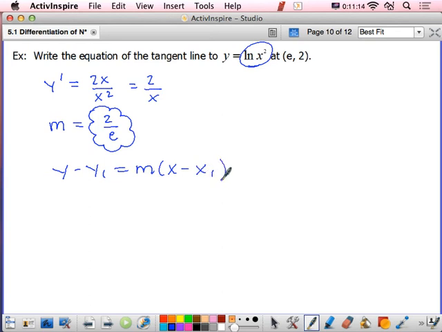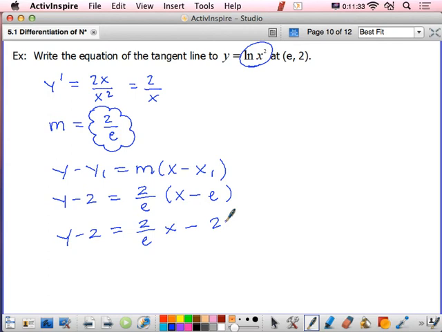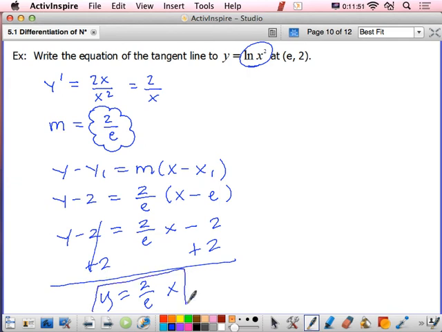And we'll substitute the point in, y minus 2 equals m times x minus e. So we'll distribute. y minus 2 equals 2 over e times x minus, hey, that's clever. 2e over e just becomes 2, right? Yeah? So what happens when I add the 2? They cancel. So we have y equals 2 over e times x. That's the equation of the tangent line.